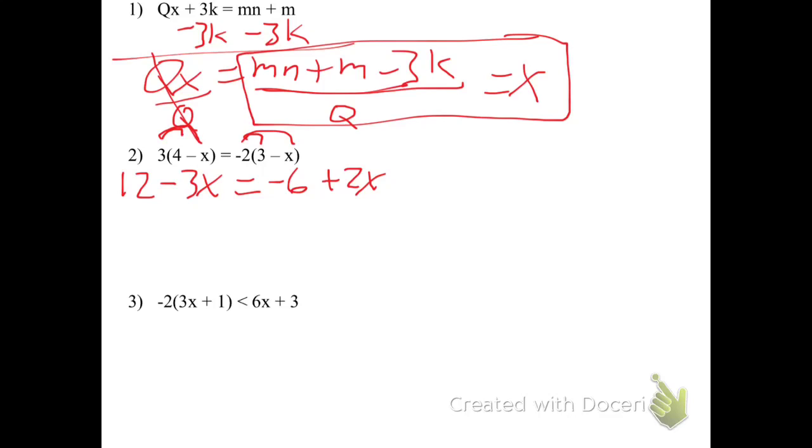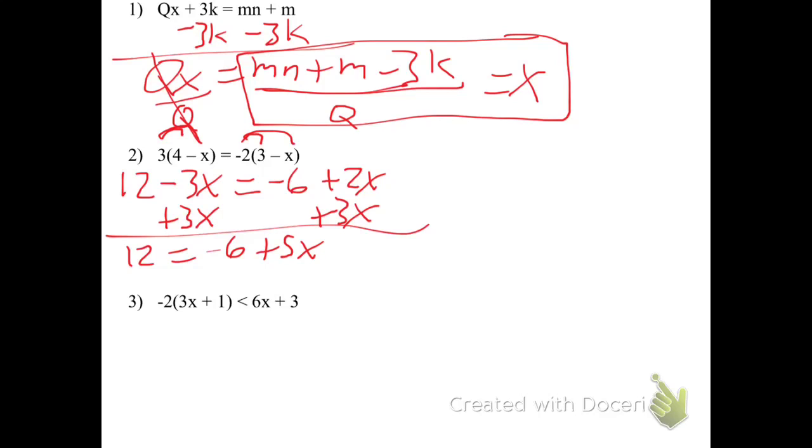Now we have to get the x's on one side. I'm going to pick the right side for my x's, mostly because I want to add 3x instead of subtract 2x. I just like having my x's being positive. And so now I got 12 equals negative 6 plus 5x. You got to add 6 to get rid of negative 6, so add 6 to both sides. Left side is now 18, right side is 5x. You gotta divide by 5 to get x by itself, so divide by 5. And you now have x equals 18 over 5.